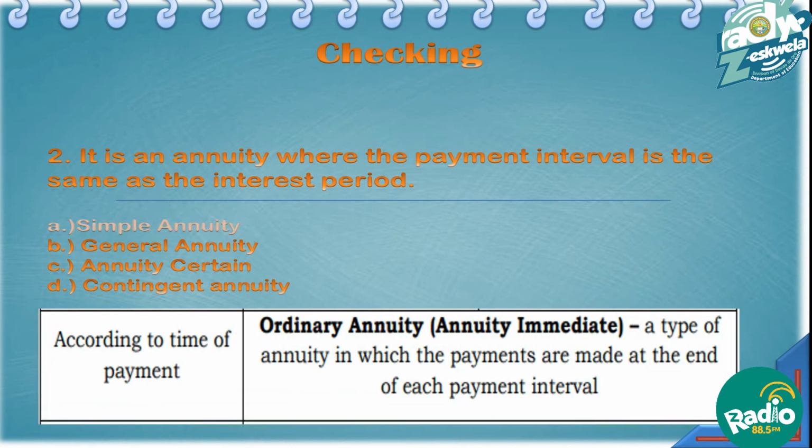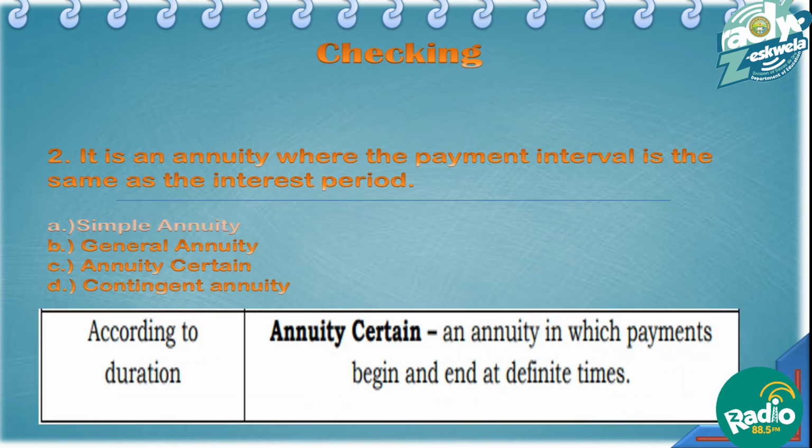Another classification of annuity is according to time of payment. We have ordinary annuity or the annuity immediate. This is a type of annuity in which the payments are made at the end of each payment interval. This classification of annuity is dependent on the time of payment. For example, if the payment interval is monthly, then every end of the month, the payment must be done.